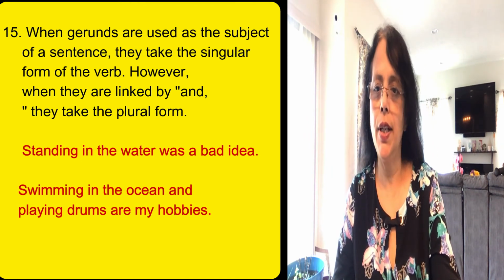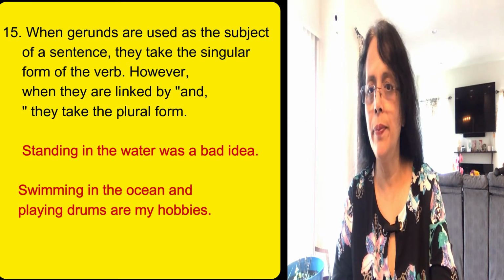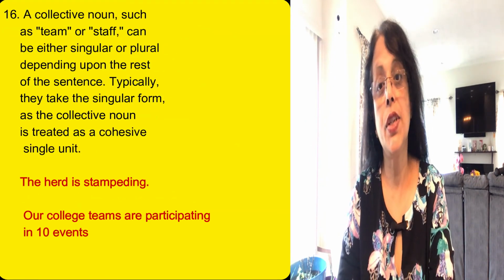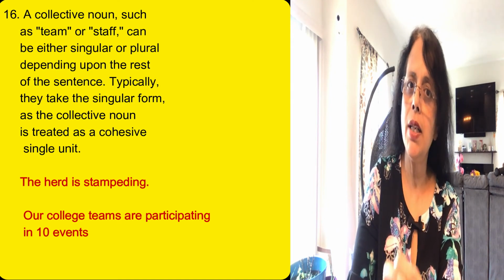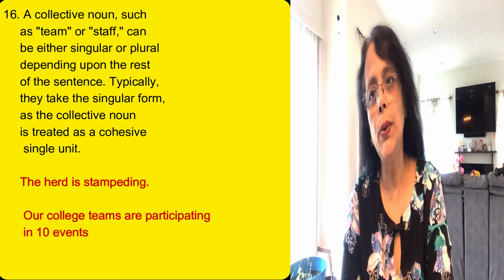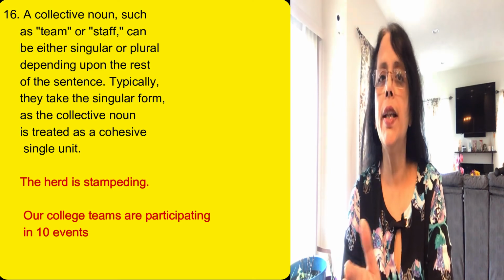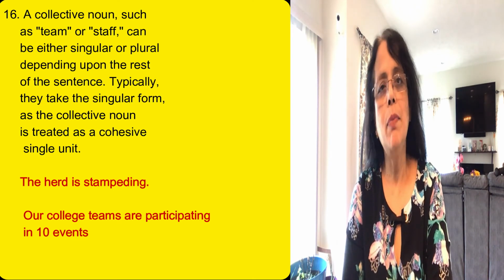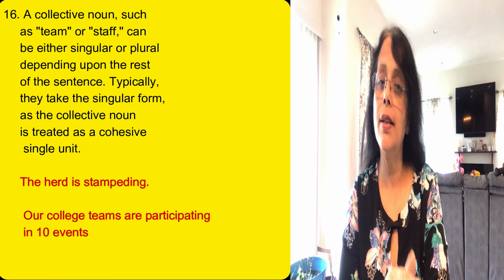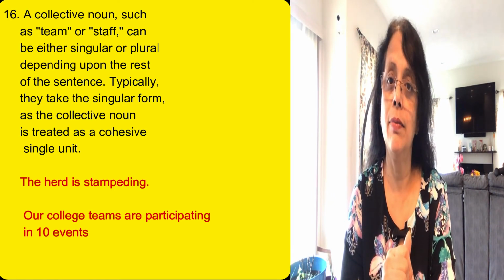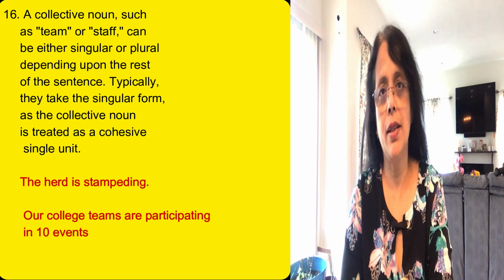Now let's move on to the next rule, and that is the 16th one. A collective noun such as team or staff can either be singular or plural depending upon the rest of the sentence. Typically, they take the singular form as the collective noun is treated as a single unit. But sometimes there can be exceptions.